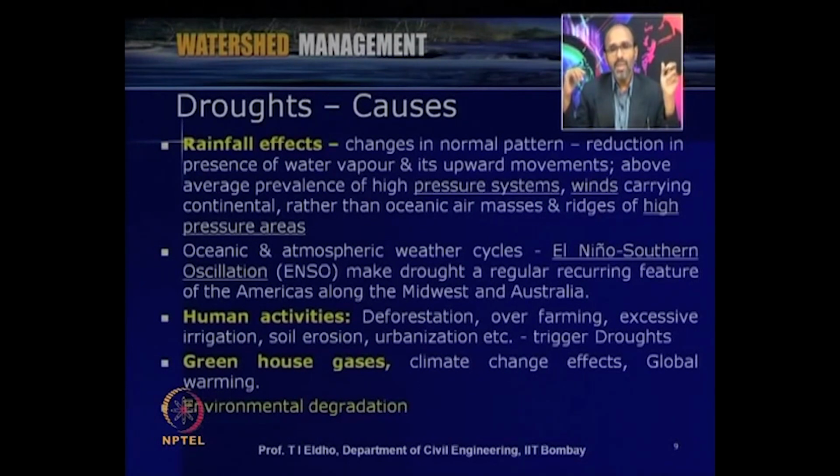Then, as we already discussed, the climate change effects like increase in greenhouse gases, climate change effects and global warming are also causes of droughts. So, generally we can say that all these effects lead to environmental degradation. This environmental degradation leads to short term or long term droughts when we critically analyze the drought situation in many of the locations all over the world. So, now with this background, let us look into the classification of droughts.